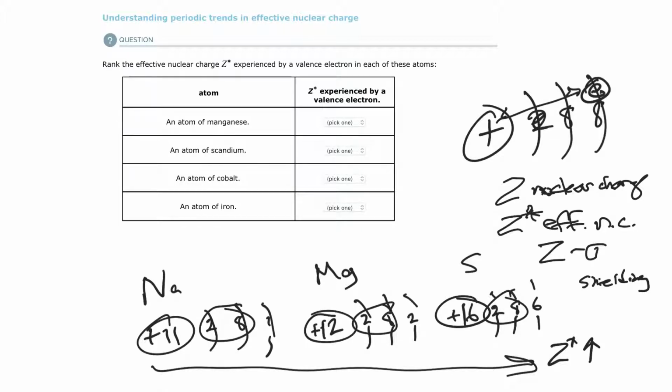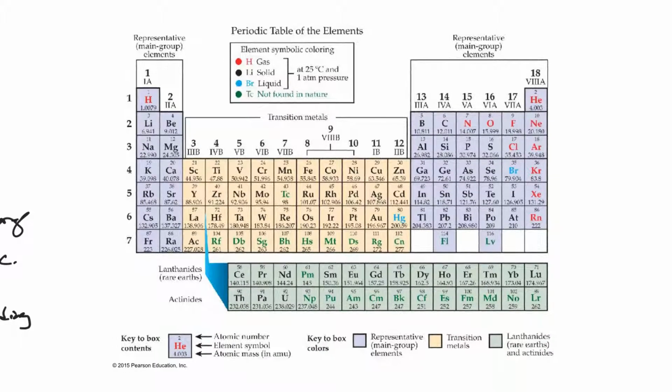Okay, so let's look at the periodic table. I have a periodic table here, and we're looking at the following atoms: scandium, manganese, cobalt, and iron. Rank them from lower to higher effective nuclear charge. And remember, as you go further across towards krypton, you're going to get more and more pull from the inside. So scandium would be the lowest, cobalt would be the highest, manganese would be number 2, and iron would be number 3.